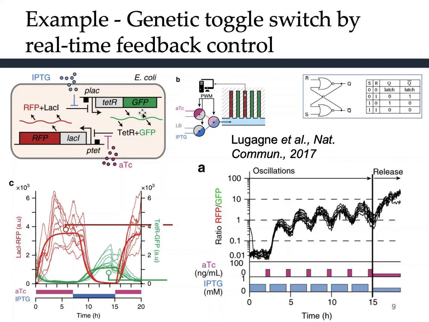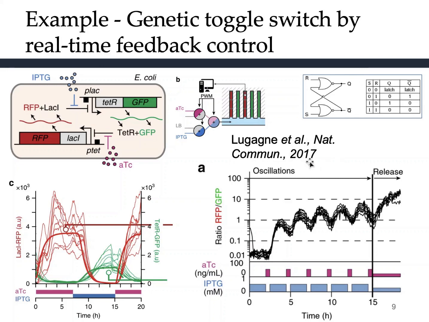When ATC is present, it deactivates the inhibitor of RFP molecules. As a result, the system will produce RFP, but at the same time, it will produce LacI molecules that will inhibit the production of GFP. Similarly, when IPTG is present, it will lead to GFP production and also TetR production, and TetR acts as inhibitor of RFP production. In a Nature Communications paper, a real-time monitoring of this system was presented in 2017.